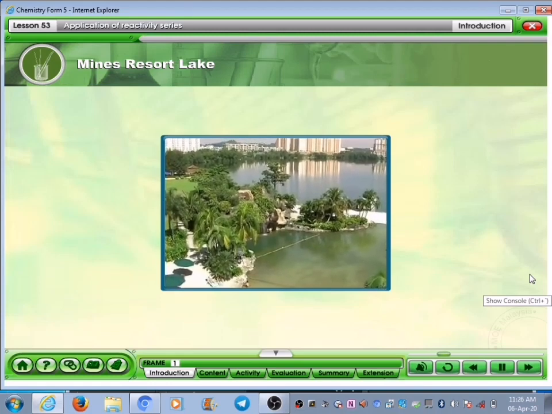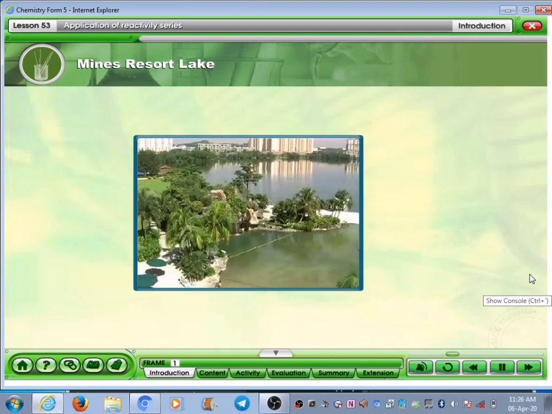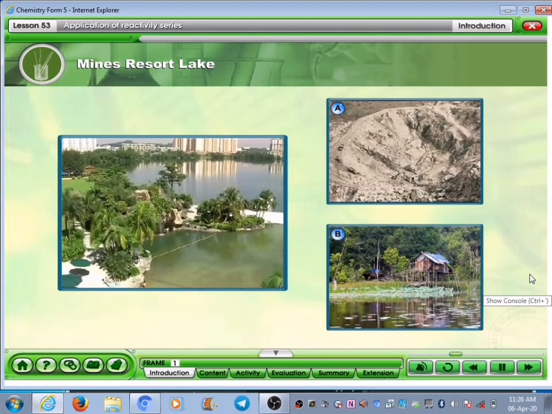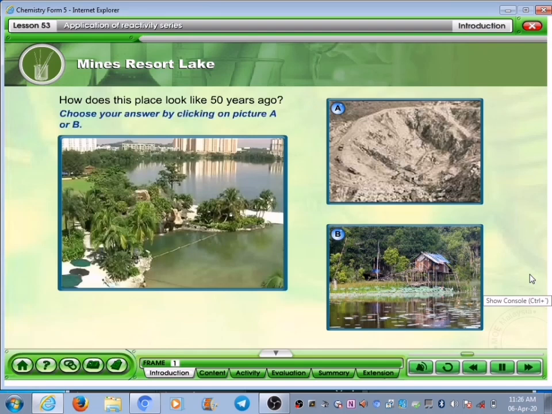Do you know where this video was made? Is it a popular resort and shopping complex in Kuala Lumpur? Which photograph, A or B, shows how this place looked 50 years ago? Choose your answer by clicking on either picture A or B.